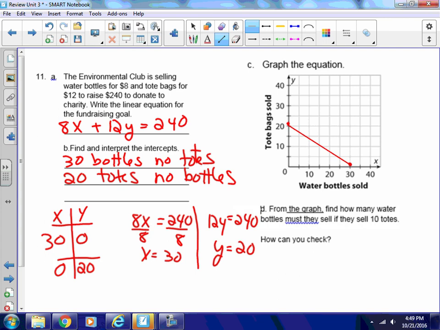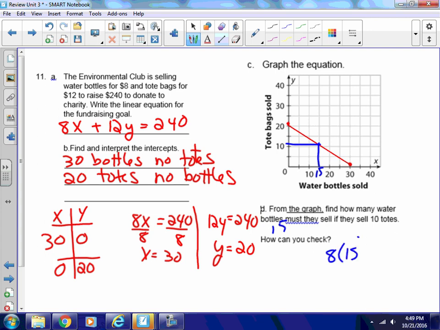Part D, from the graph, how many water bottles must they sell if they sell 10 totes? So we're going to try to read that from the graph. If we've got 10 totes, it appears that we need 15. But remember, my board is off. I should double check. I am pretty sure that we will sell 15 bottles. But let's go make sure.